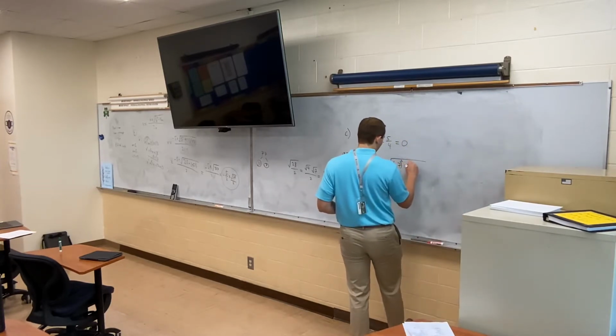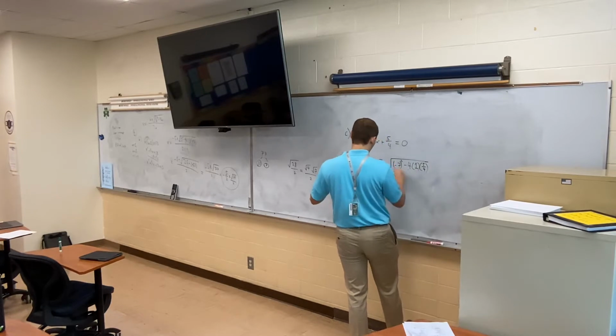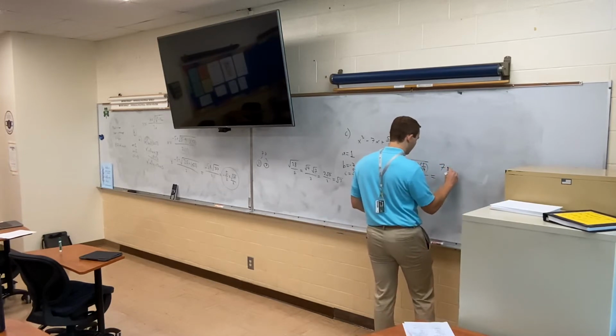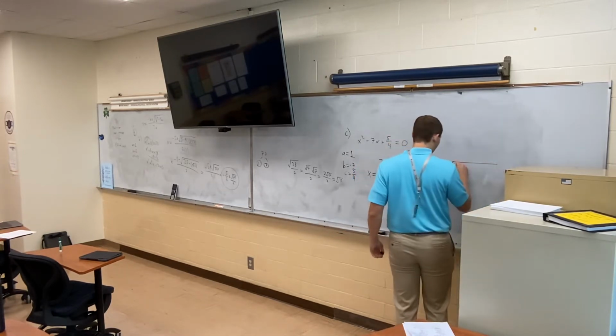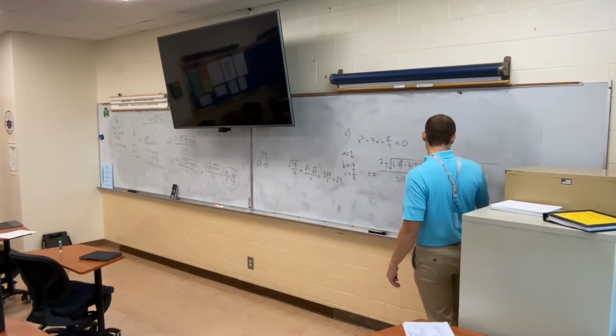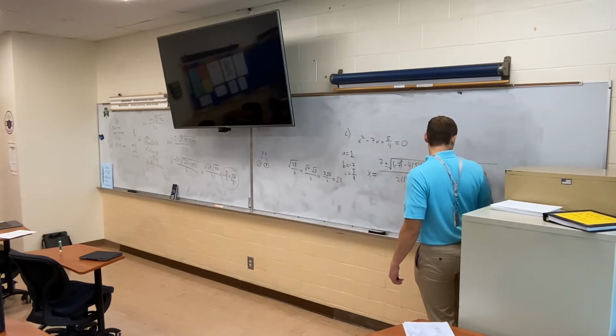And -4 times a, what's my a? It's 1. What's my c? It's 5/4. It's all over 2 times my a, which is 1, okay? So again, I like to start these 3 products right here. Just calculate those. So we get 7 plus or minus the square root of -7 squared, what's that? 49. 4 times 1 times 5/4, what's that? Yeah, it's 5, and then all over 2.